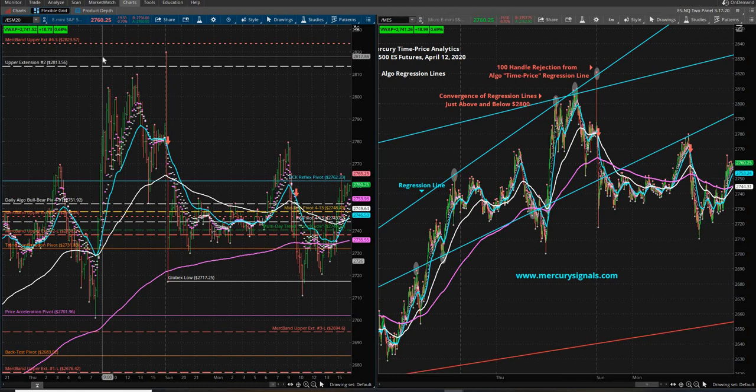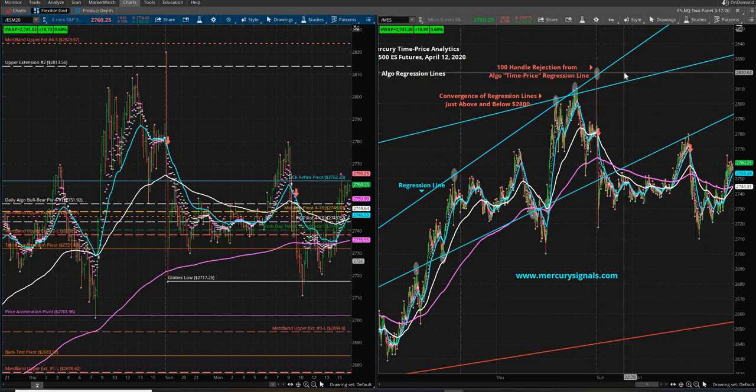So on the left we have our day trading algo, and on the right we have a shorter time frame. It's a 4-minute chart. Now let's take a look over here first. You can see the regression lines. You had regression lines that at Thursday's close came in above and below 2,800. So you can see the rejection here on Thursday. But notice where price went into.